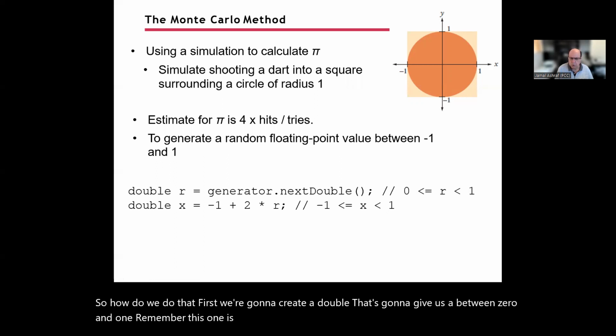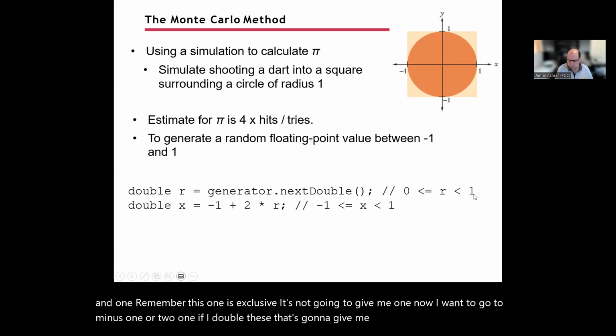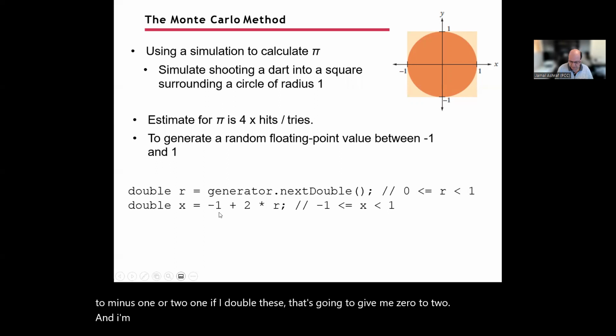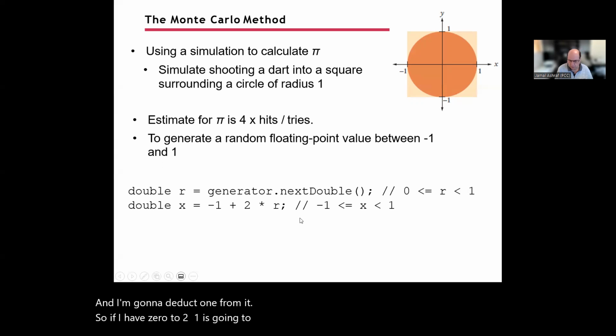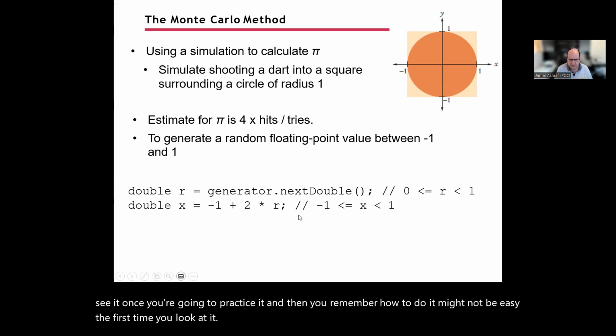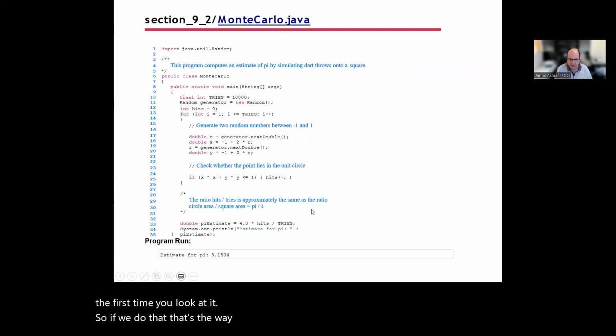Now I want to go to -1 to 1. If I double this, that's going to give me 0 to 2, and I'm going to deduct 1 from it. So if I have 0 to 2 minus 1, it's going to give me -1 to 1. Some of these things you've got to see once, you're going to practice it, and then you're going to remember how to do it. It might not be easy the first time you look at it. So if we do that, that's the way we're going to simulate pi.